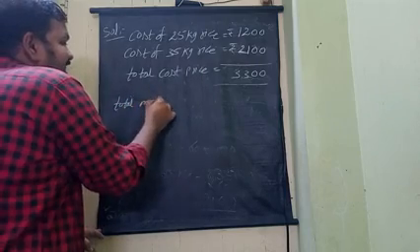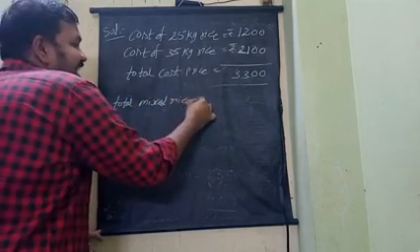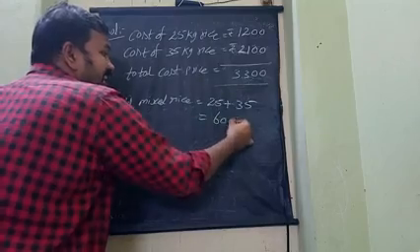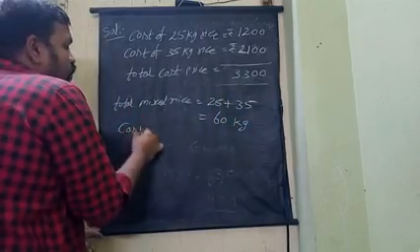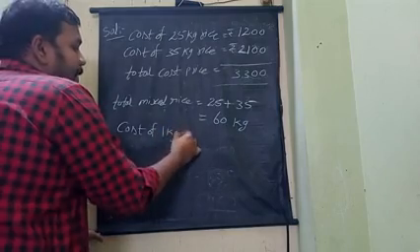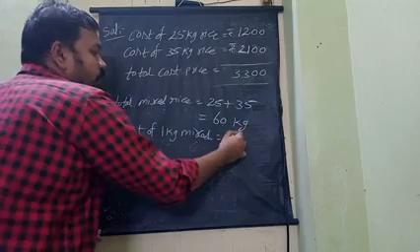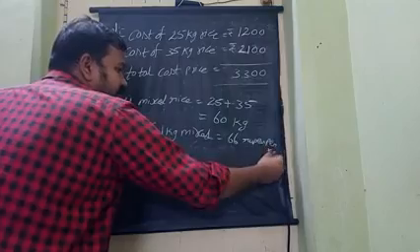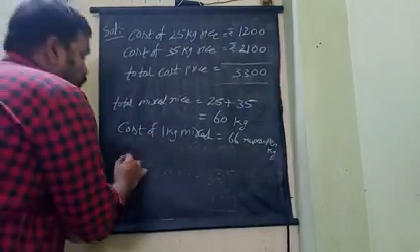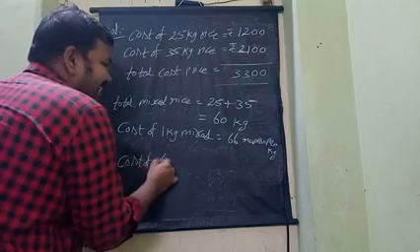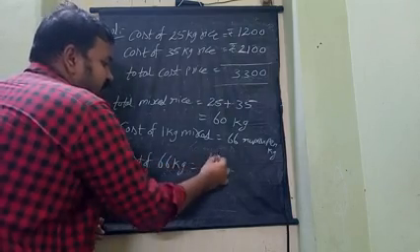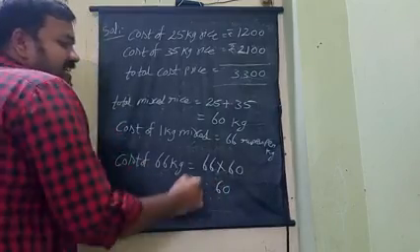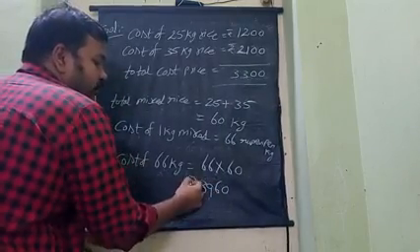Now total mixed rice is equal to 25 plus 35, which is 60 kgs. Selling price of 1 kg of mixture is equal to 66 rupees per kg. Now cost of 60 kgs is equal to 66 into 60. 6 6s are 36, so 3960 rupees.